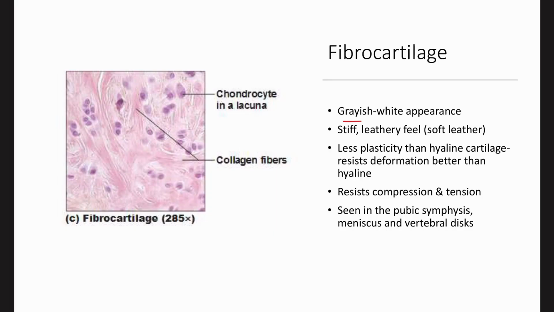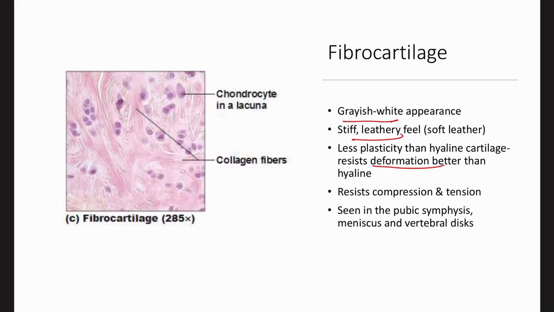Fibrocartilage is a little bit grayish white. This has more of a leathery feel, like soft leather. Less plasticity than the hyaline, but resists deformation better than the hyaline. So fibrocartilage, again, these are the things in your vertebral column. Compression, you're standing up all the time. If you jump up and down, okay, there are compression forces going on in your vertebrae every time that you jump. This type of fibrocartilage prevents the deformation and allows for support while you're doing those activities.